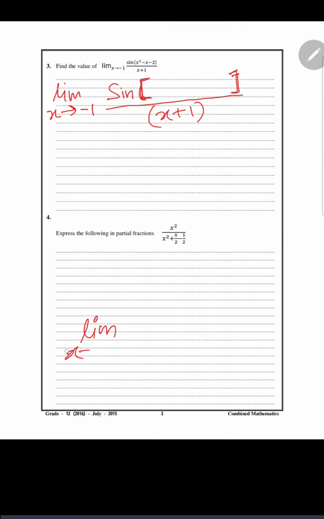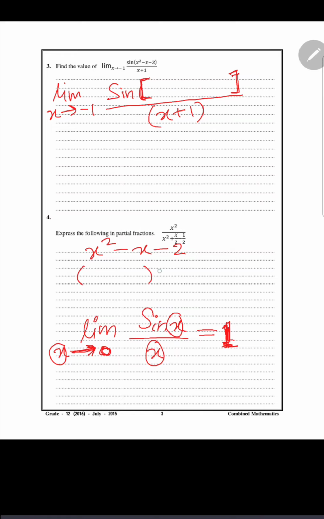When the angle of the ratio tends to 0, let's say the angle is x, when x tends to 0, the value of sine x divided by x is equivalent to 1. Sine x over x, same angle. If you have the same angle, and also the limit of that particular angle is going to 0, then the answer is 1. So here, factorize the x square minus x minus 2 expression.